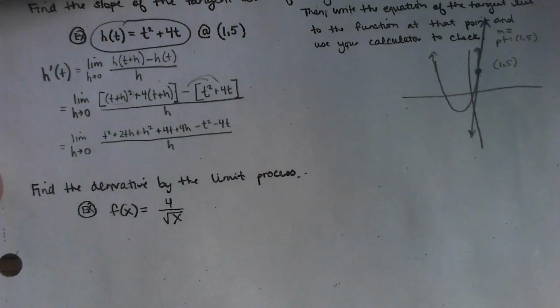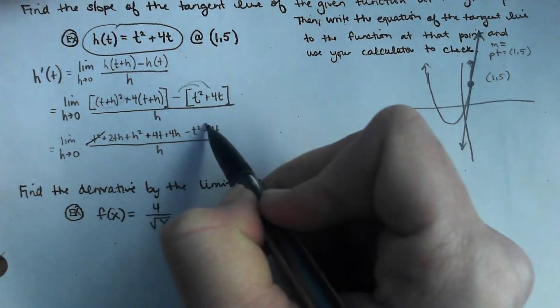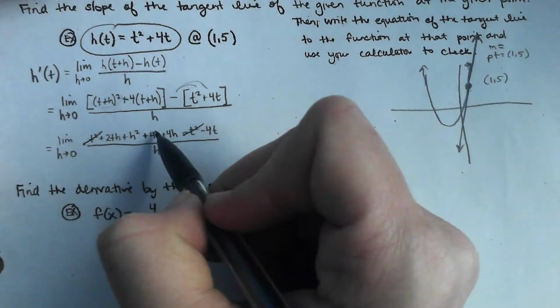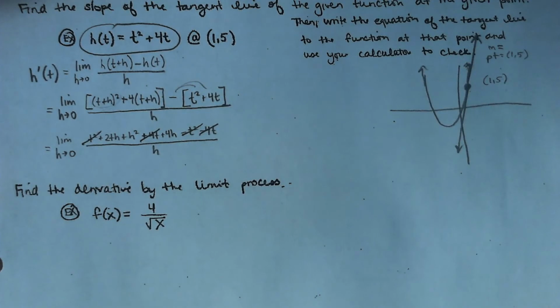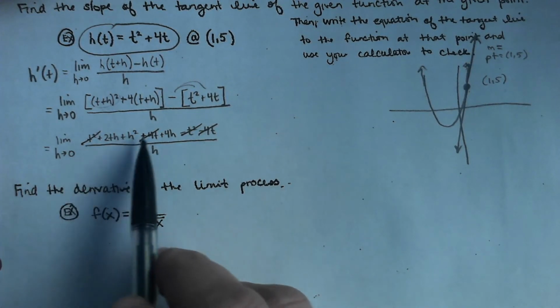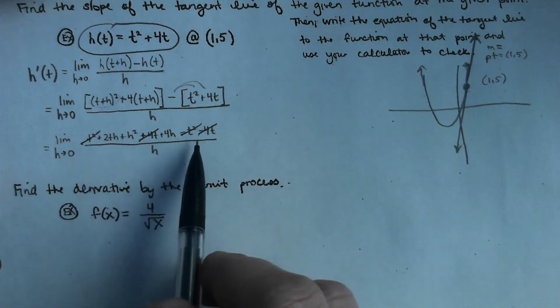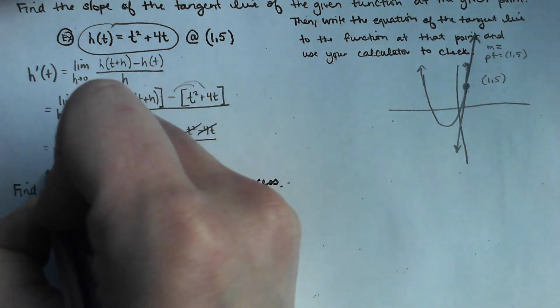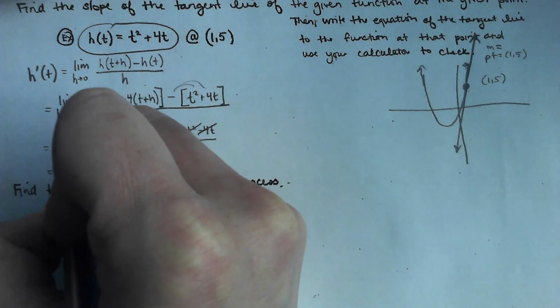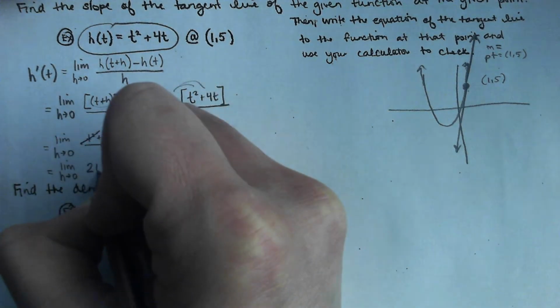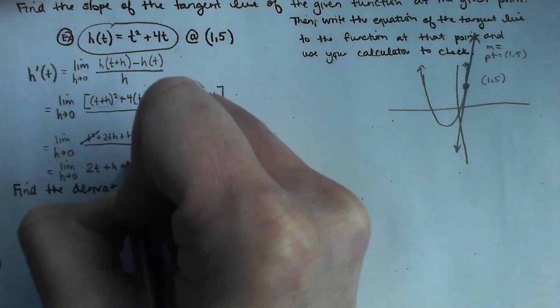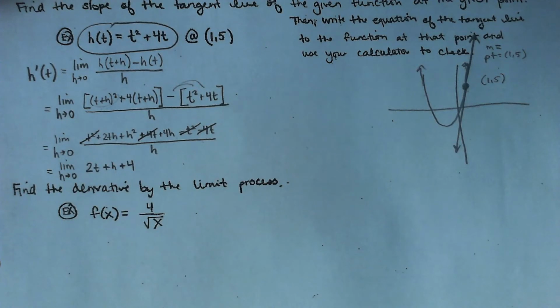So combining like terms is going to cancel out our t squareds. T squared minus t squared is gone. Positive 4t minus 4t is gone. And then the 3 terms left in my numerator all have an h in them. So I can divide the h out. So limit as h approaches 0 of 2t plus h plus 4. Any questions so far? Okay.